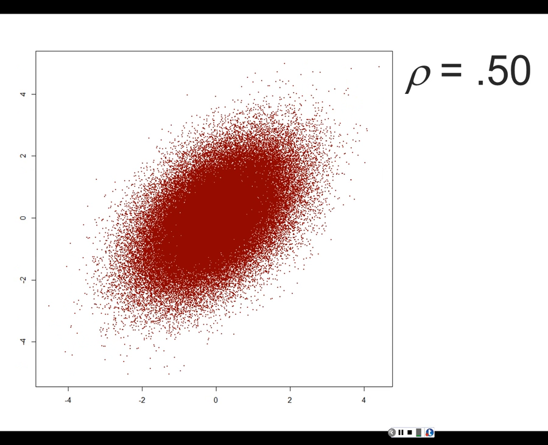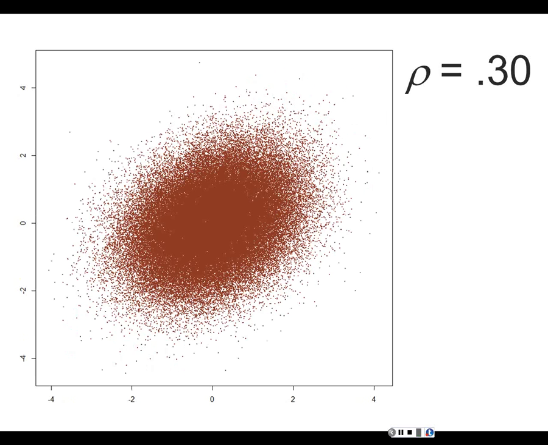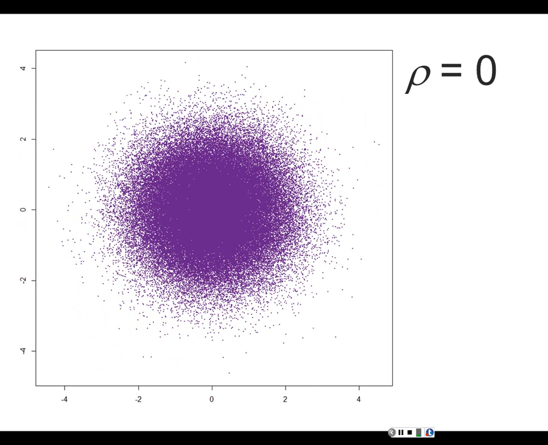This is what a correlation coefficient of 0.5 looks like. You can see we're getting close to a shotgun blast. We're getting close to a shapeless blob here. 0.5 isn't as strong as we sometimes think in the social sciences. 0.3, that's looking pretty blobby to me. 0 is just a circle.